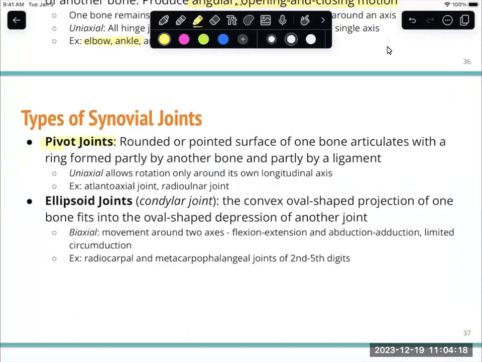Pivot joint. That atlantoaxial, between C1 and C2, is the joint that allows you to say no. Well, what about that radial ulnar? The head of the radius has a ligament called an annular ligament that wraps around, and it allows that head of the radius to rotate. So when you pronate and supinate your forearm, that head of the radius is rotating, creating this rotation movement. So it still has that uniaxial, one motion, but it allows that pronation and supination of your forearm, or that rotation of your head.